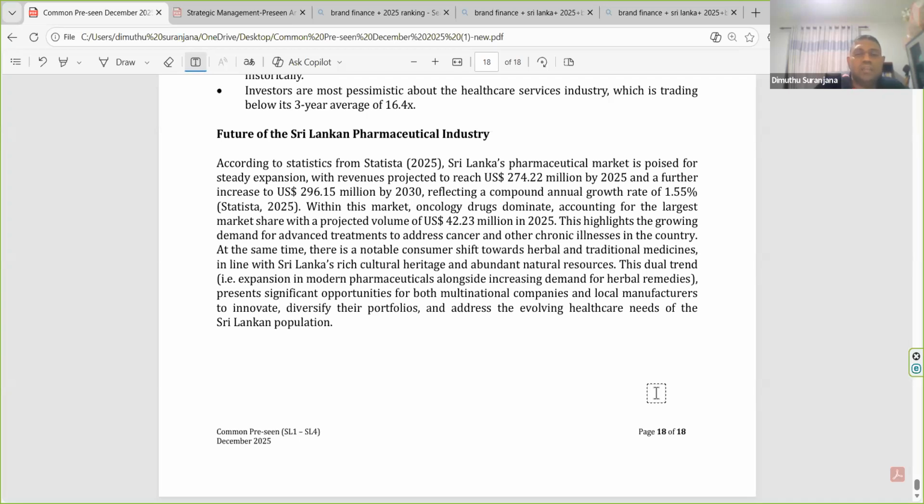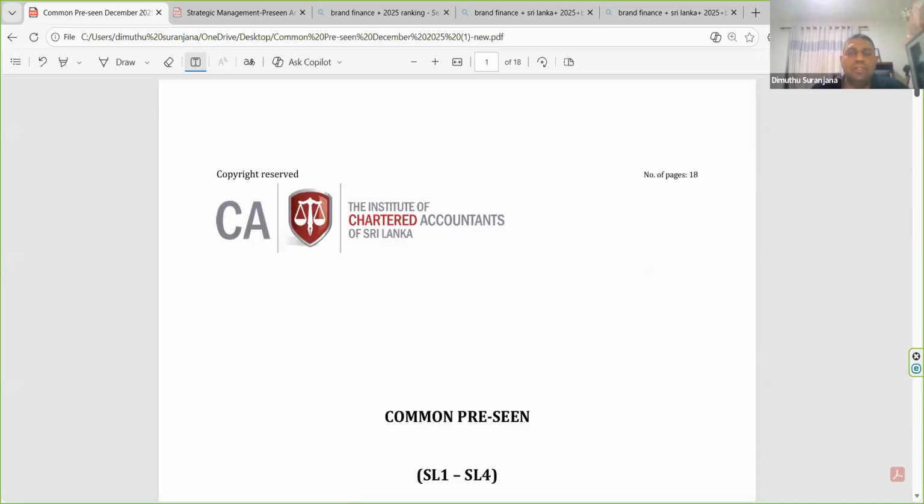In line with Sri Lanka's rich cultural heritage and abundant natural resources, this dual trend of expanding modern pharmaceuticals alongside increasing demand for traditional medicine presents significant opportunities for both multinational companies and local manufacturers to innovate, diversify their portfolios, and address the evolving healthcare needs of the Sri Lankan population. These are opportunities. If you are doing a SWOT analysis, these can be opportunities. Right.